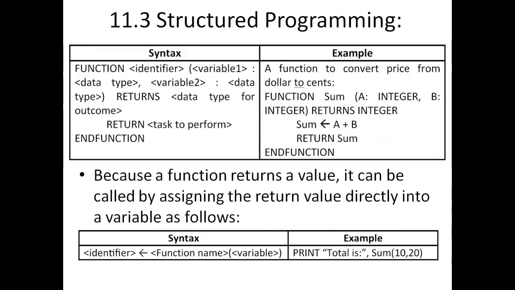How do you write a function? Syntax is simple. Function identifier, meaning you write some name for the function, then you open parenthesis and then you write your parameters: variable 1 data type, comma, variable 2 data type, comma, variable 3 data type. Then you close the bracket and write returns and tell the data type of the outcome. Then before ending your function, you write the keyword return and then tell what process, what calculation, what thing the function needs to return to the main program. For example, a function to convert price from dollar to cents: function sum, a integer, b integer, returns integer.